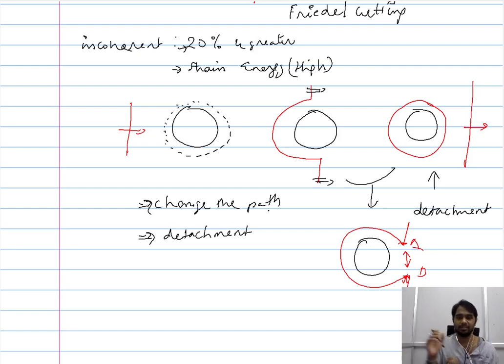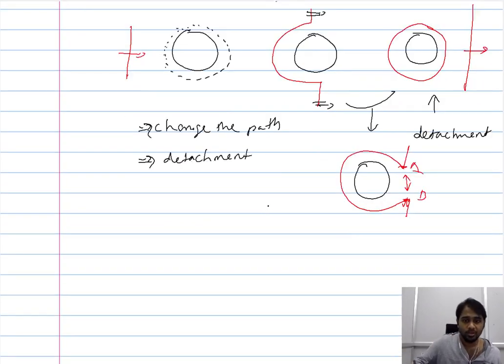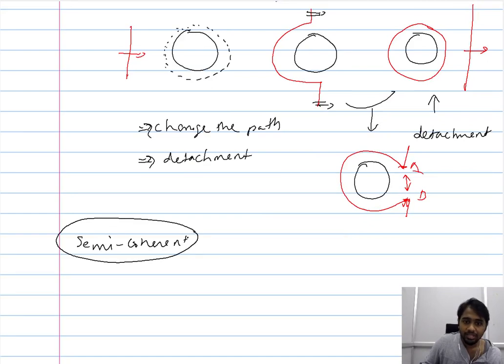Now we consider the way we define a semi-coherent interface: it is the one wherein the continuity is established by the presence of certain defects. So that is how we define a semi-coherent interface. You have continuity in the semi-coherent interface, but this continuity is established by the presence of some defects. These defects are usually other dislocations.